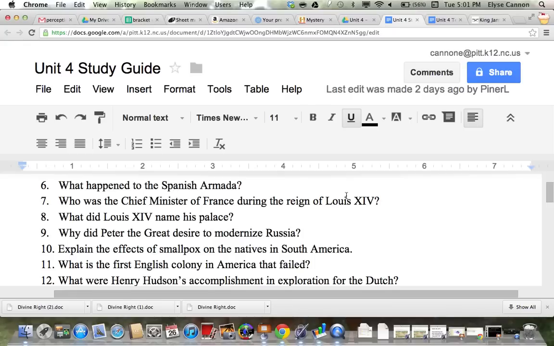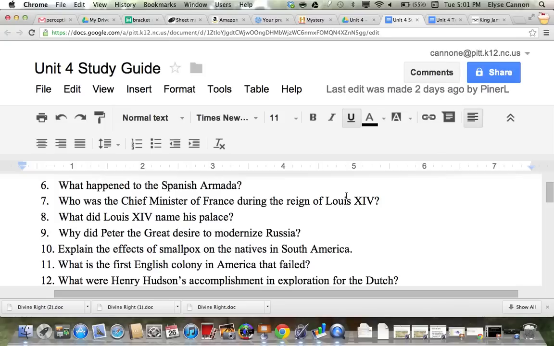Who was the chief minister of France during the reign of Louis XIV? It will be Jean-Baptiste Colbert. He's going to handle the money for Louis XIV. He's going to reform a lot of programs in France, and he's going to help Louis XIV and the kingdom be very wealthy.